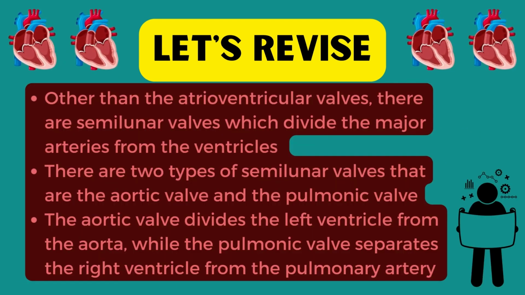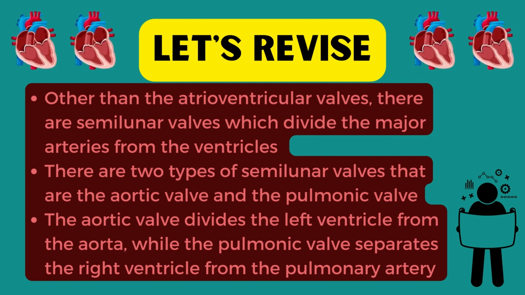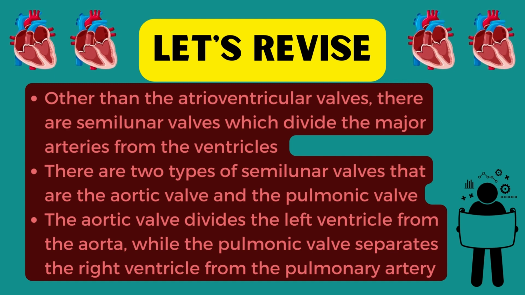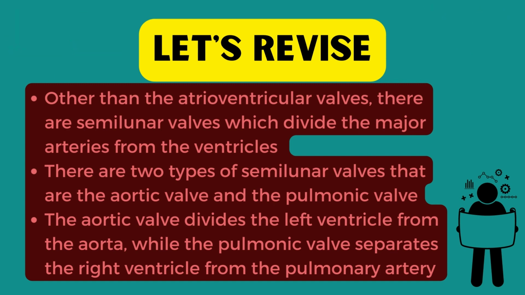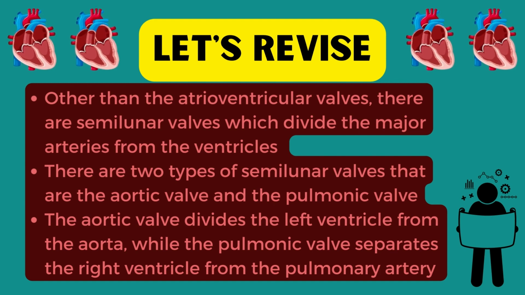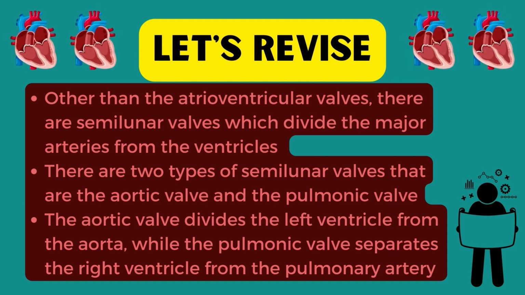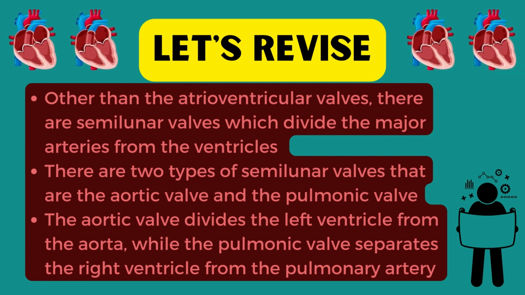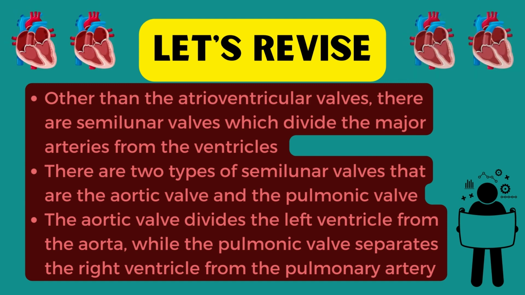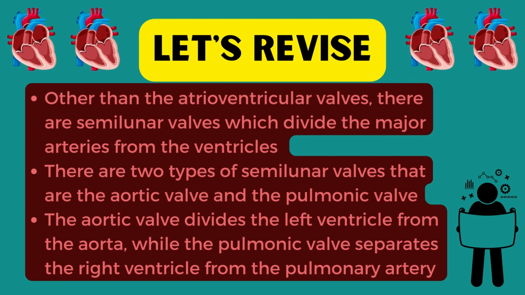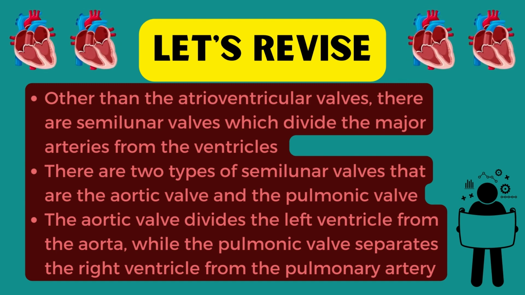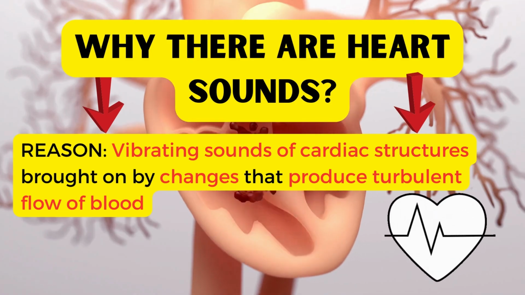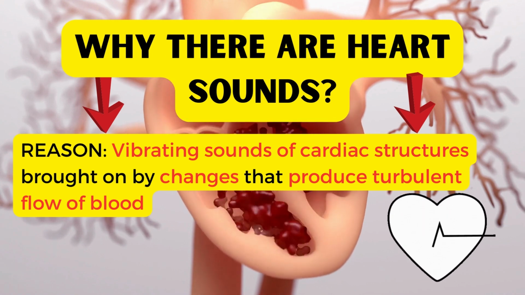Other than the atrioventricular valves, we have another set of valves known as semilunar valves. These valves are named so because of the shape of the valve, like a half moon. The semilunar valves divide the major arteries from the ventricles. There are 2 types of semilunar valves: the aortic valve and the pulmonic valve. The aortic valve divides the left ventricle from the aorta, while the pulmonic valve separates the right ventricle from the pulmonary artery. I have done a detailed video explaining the functional anatomy of the heart, which I will link in the description below. Having said that, let us quickly understand how the heart sounds are generated.